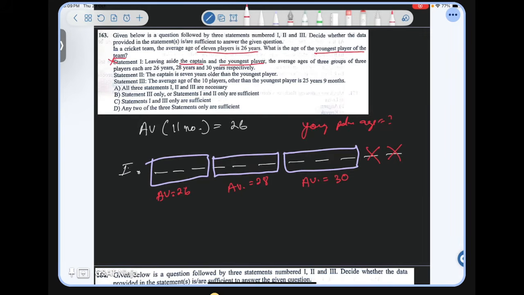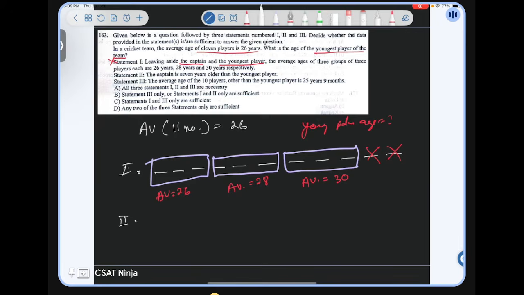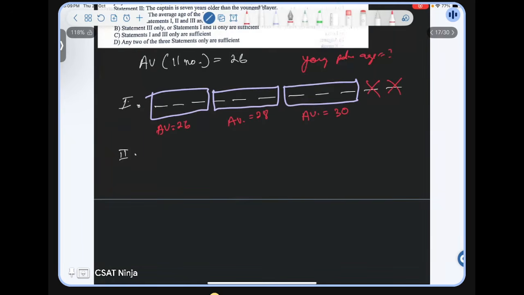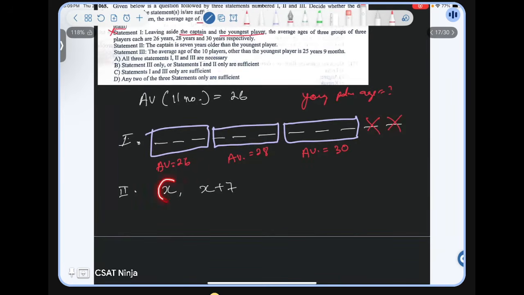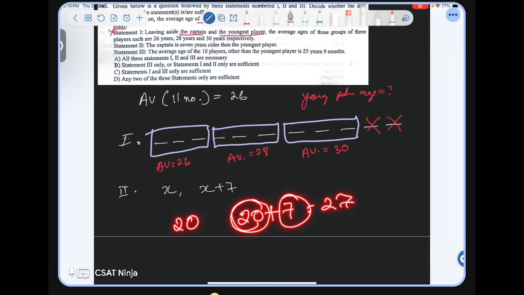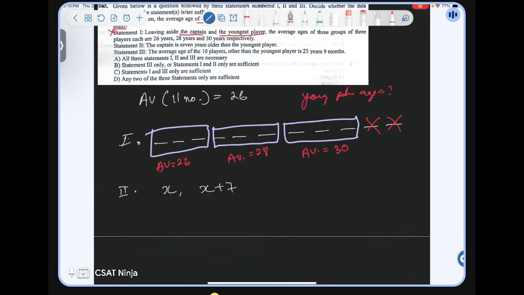Statement number 2 says that the captain is 7 years older than the youngest player. So if the youngest player's age is X, then the captain's age is X plus 7. 7 years older. That means if the youngest player's age was 20, then the captain's age is 7 years more, which is 27. So the youngest player's age plus 7 will give us the captain's age. But obviously, using this alone, we won't be able to solve.